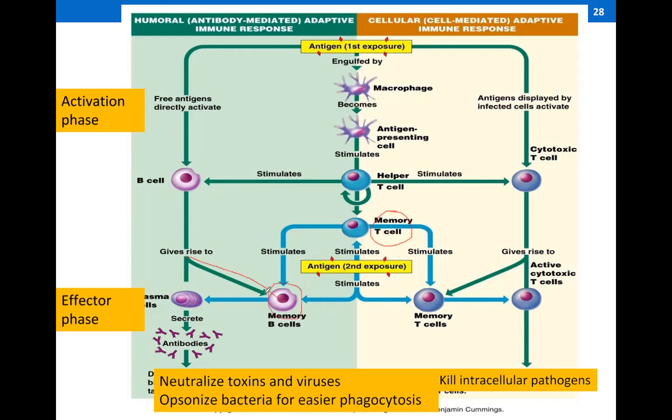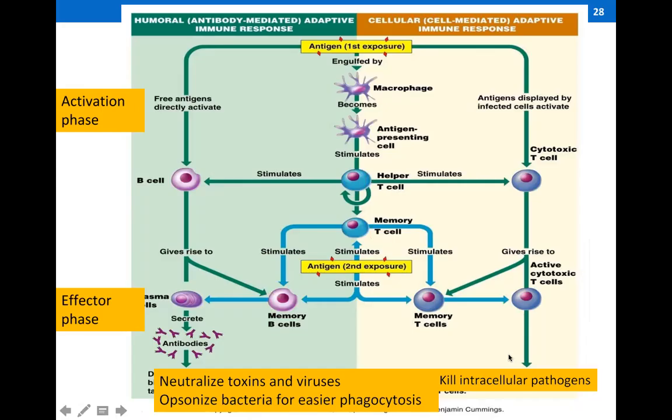But the main function of your B cell is that they will be differentiated to become plasma cell, which will secrete eventually your antibodies. Now they will neutralize the toxins and viruses, and they opsonize bacteria for easier phagocytosis. While your T cytotoxic cell will give rise to, number one, memory T cells and active cytotoxic cells. This one would function as killing your intracellular pathogens.